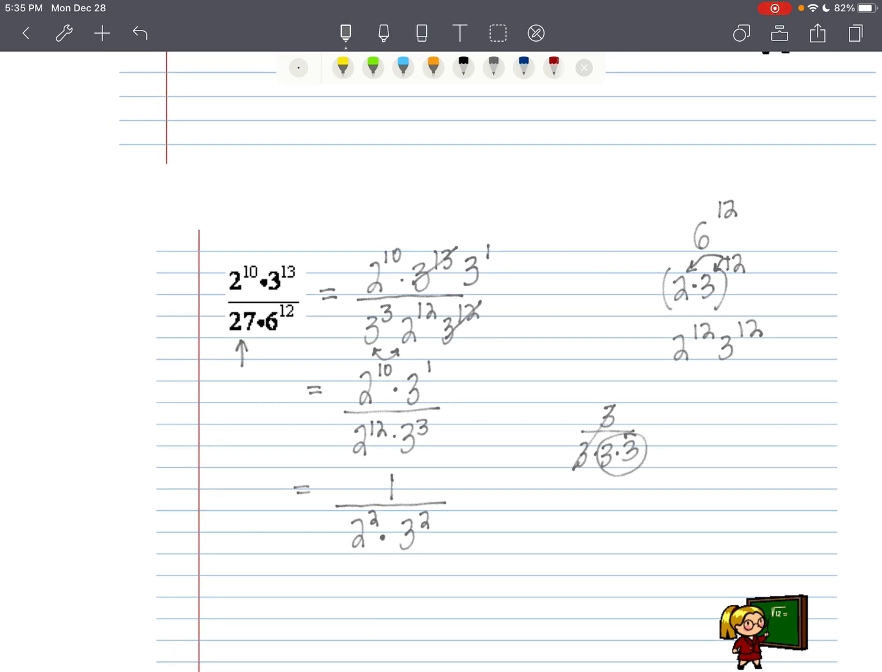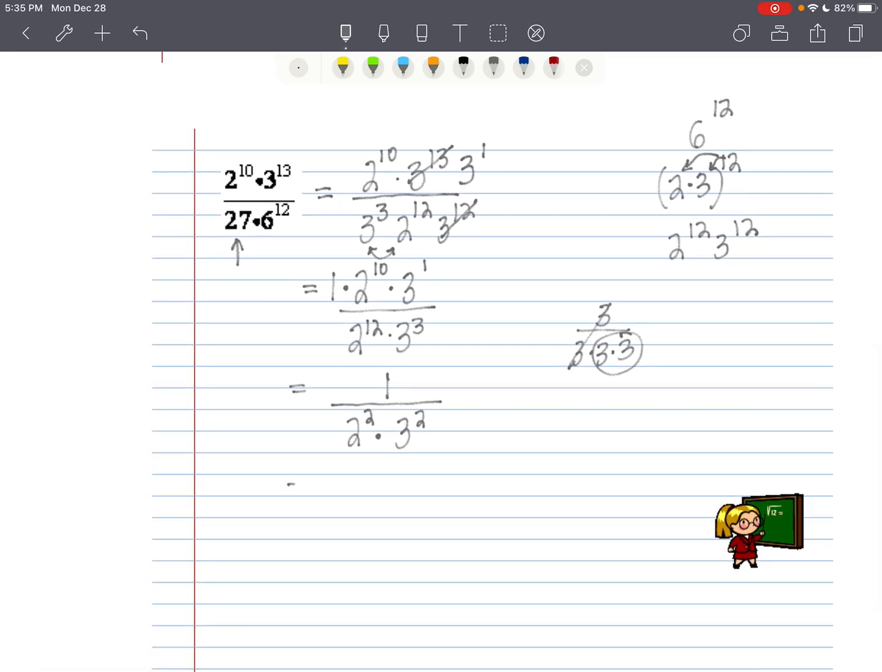And then, of course, I'm going to have a 1 left over, because I can't say that there's nothing left over, because you can always multiply this by 1 and say that the 1 is left over. So we have 1 over 4 times 9. 4 times 9 is 36. Look at what little arithmetic was needed to simplify this humongous number.